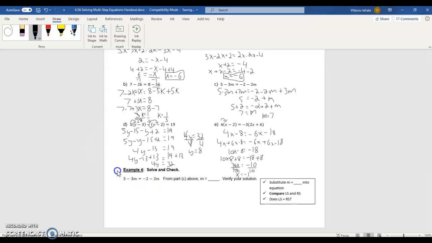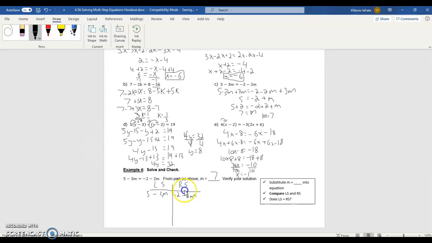So now we're going to do a quick solve and check. This question here was actually already done in part C. We found that m is equal to 7. So we're going to do a left side, right side table to see that it actually is the correct solution. So we'll make our table like this. Left side, right side. The left side is 5 minus 3m. The right side is minus 2 minus 2m.